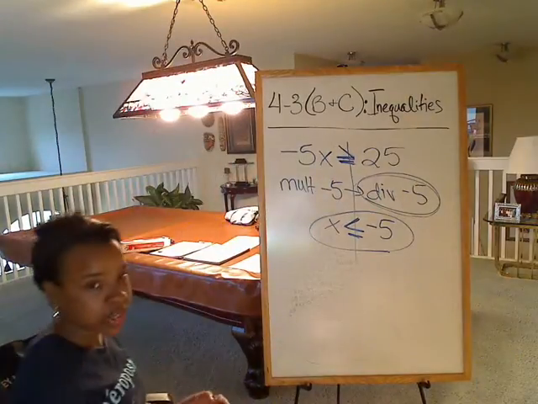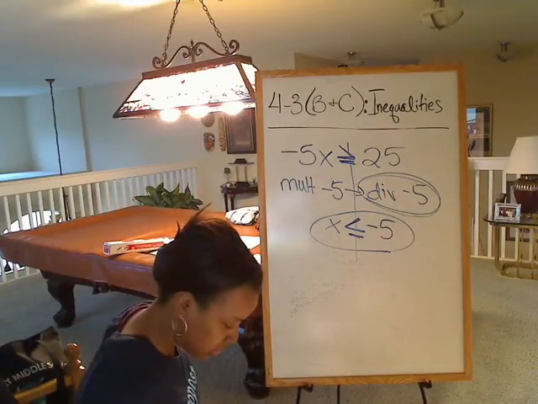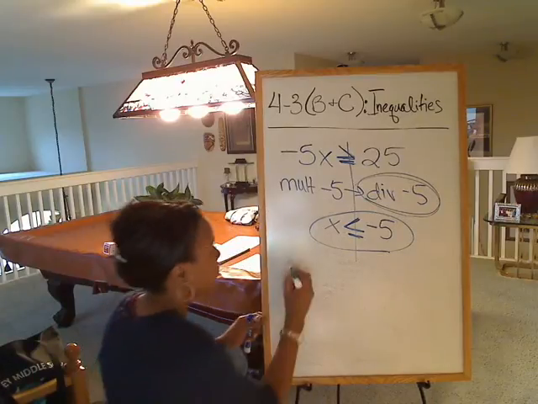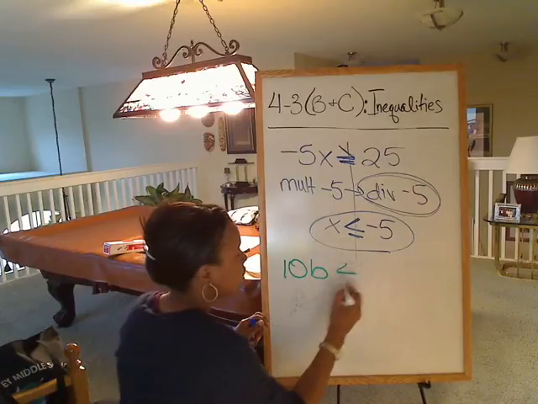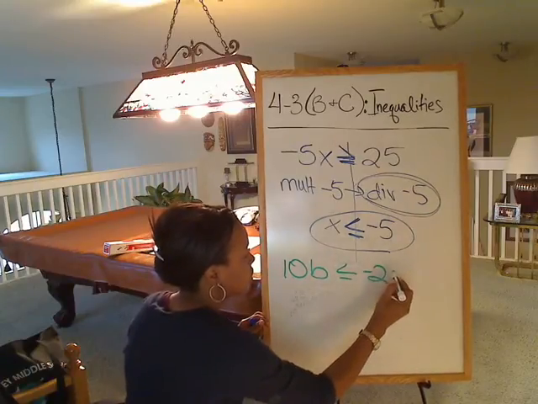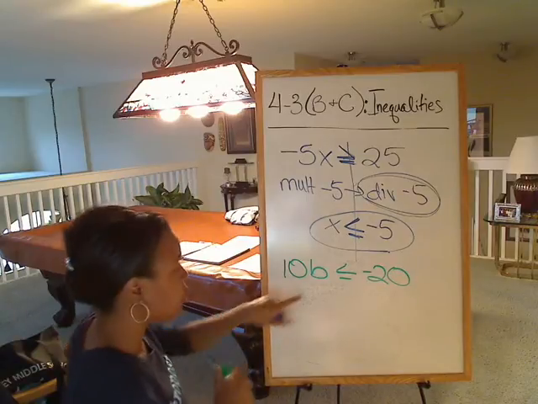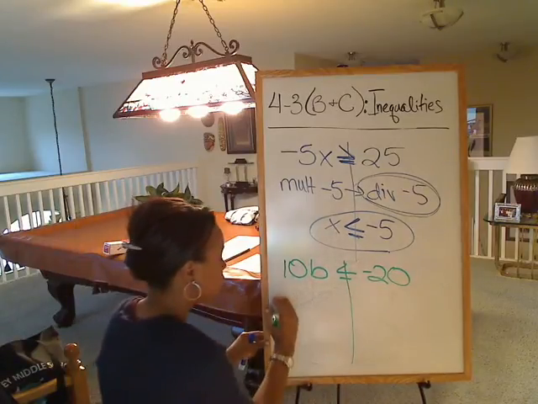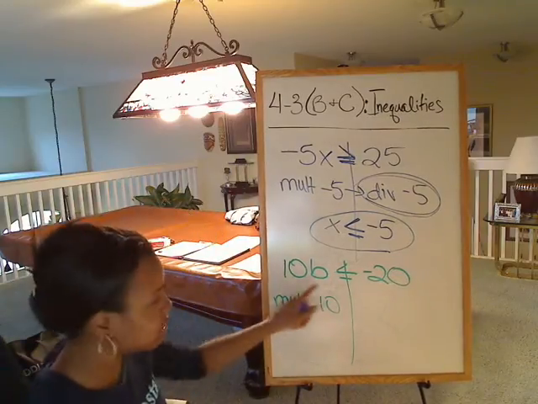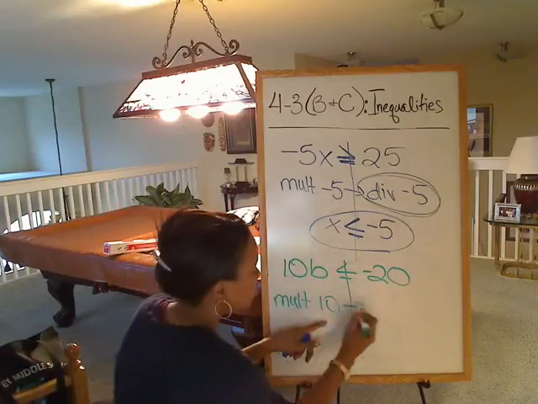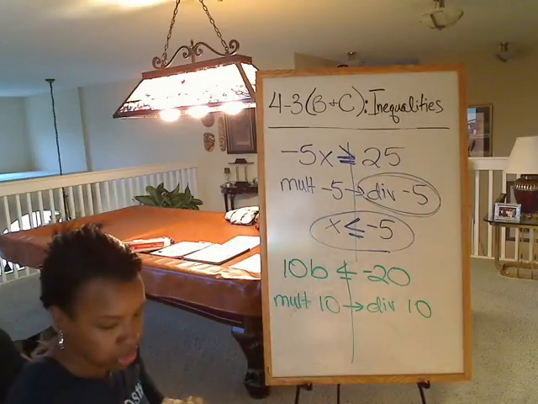Okay? And I'll show you the difference with one where you don't have to flip it, even though there's a negative. Here's one. 10b is less than or equal to negative 20. Okay? Now watch this. What did they do to the b? They multiplied by 10. Right? Everybody's in agreement. They multiplied by 10. Now what are we going to do? We're going to divide by 10. So remember what I told you earlier.